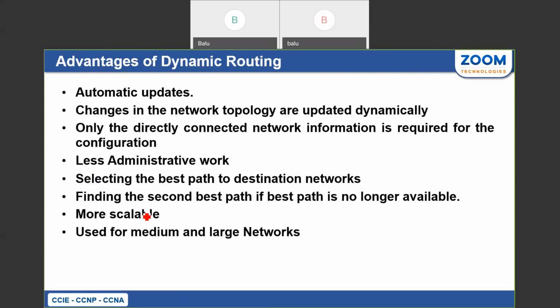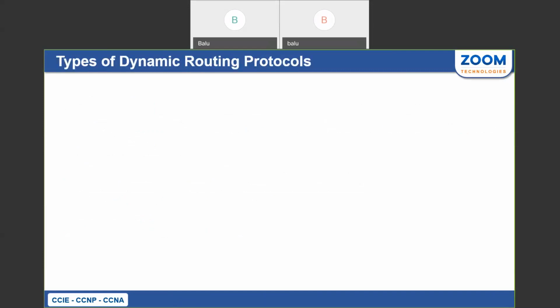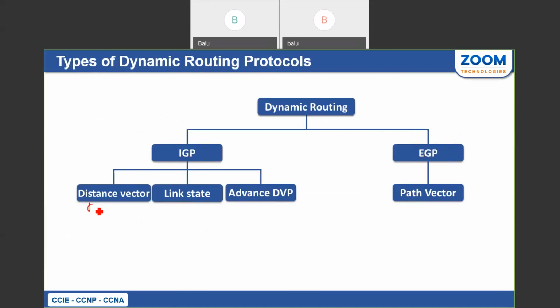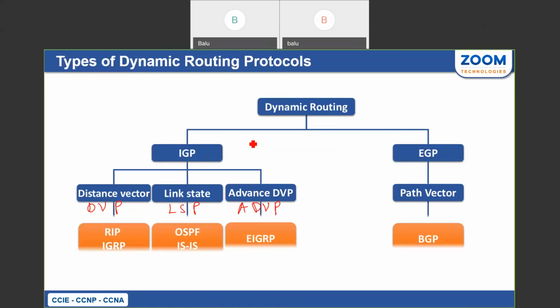Now the types of dynamic routing protocols. There are majorly two categories. One is IGP, the interior gateway protocol. The other is EGP, the exterior gateway protocol. The IGP types are distance vector protocols, link state protocols, and advanced distance vector protocols, and EGP is a path vector protocol.